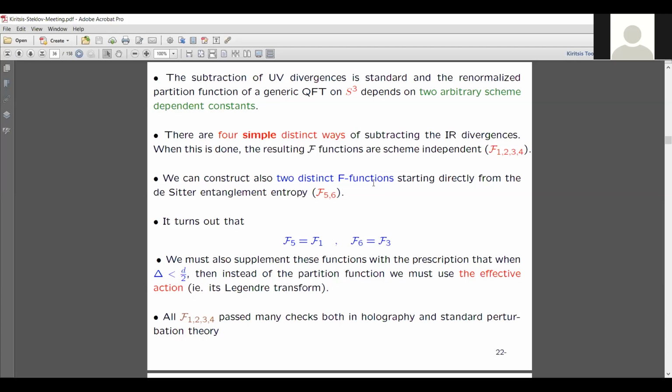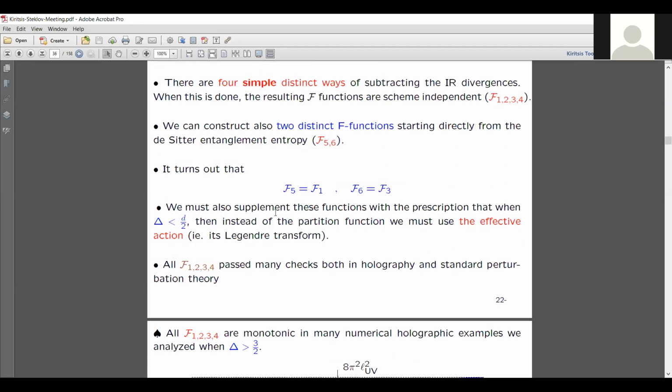What is interesting, however, is that instead of starting from the sphere free energy, I can start directly from the entanglement entropy of the sphere. And by also renormalizing and removing infrared divergences, I can construct 2 distinct F functions from the entanglement entropy that I call F5 and F6. And it is surprising, at least a priori, but after a while, when you realize that the 2 are related, not so surprising, that these 2 F functions are related to 2 of the 4 F functions you construct for the sphere free energy. And therefore, they are not independent.